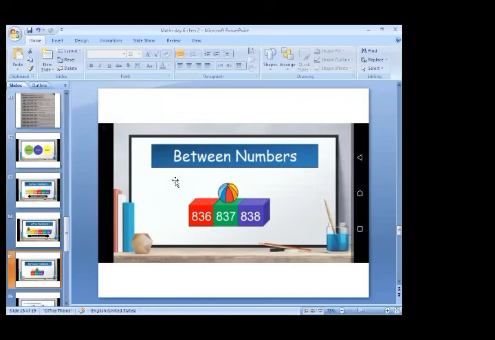Now we will learn how to find out the between number. So there are three numbers: 836, 837, 838. So which number comes between 836 and 838? 837 comes between 836 and 838.